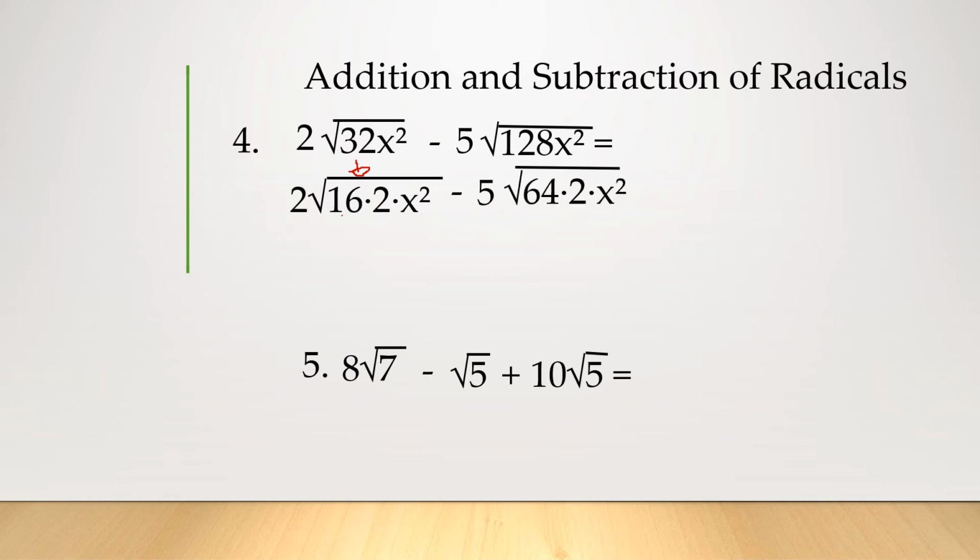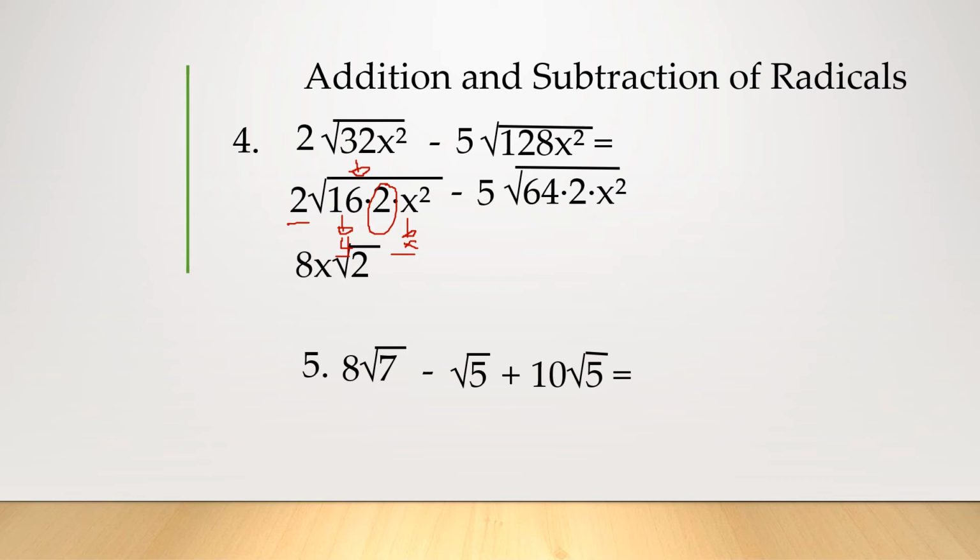Now, I can get the square root of those that are perfect squares inside. I can bring them outside the radical sign. This is 4, square root of 16, and square root of x squared is x. So I have 4x times 2, that is 8x. Should be outside the radical sign. And what is left inside is only square root of 2. So 8x square root of 2.